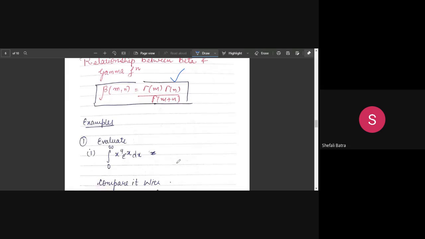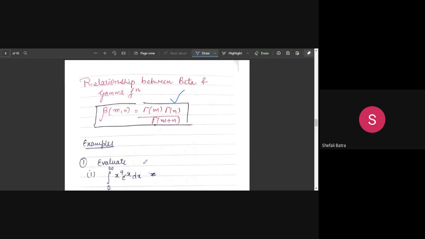Now, first question, evaluate integral 0 to infinity x power 4 e power minus x dx. Now tell me what will be the answer. Evaluate integral 0 to infinity e raised to power minus x power 4 into dx. What will be the answer of this integral?